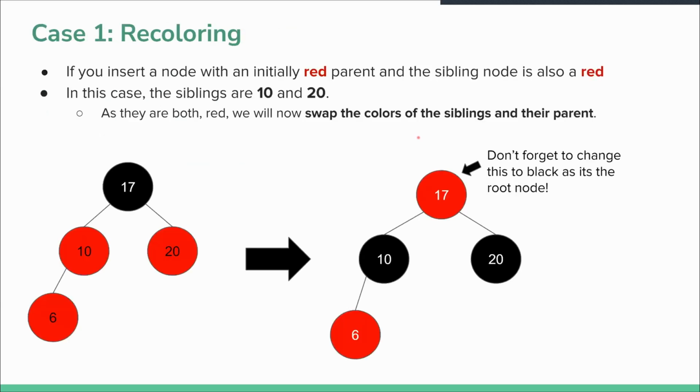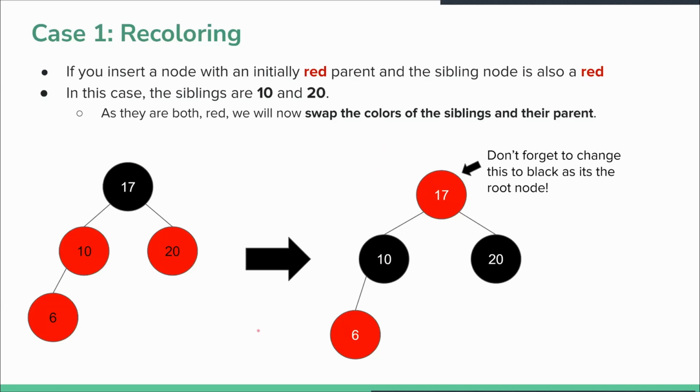The first case here is going to be recoloring. So for a recolor, you insert a node with an initially red parent that has a red sibling. Which means we're inserting 6, our parent node is 10, and 10's sibling is 20. That means they're both red, so we need to just recolor. By recolor, we're not going to recolor 6, we're going to flip. There's only two colors, so think of recoloring as just flipping the color. This red goes to black, this red goes to black, and black goes to red. But we didn't change the 6.